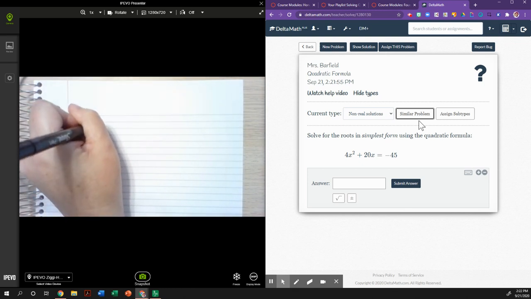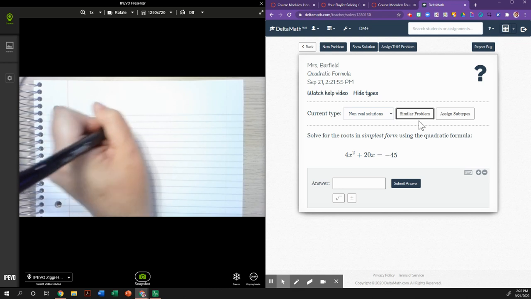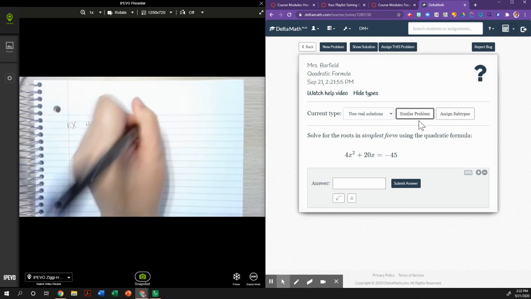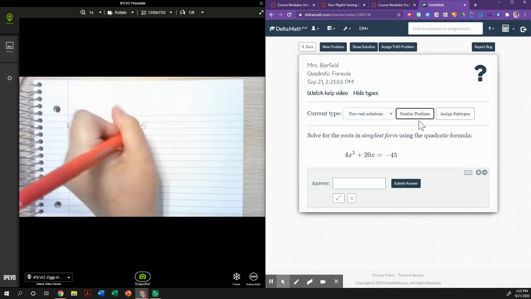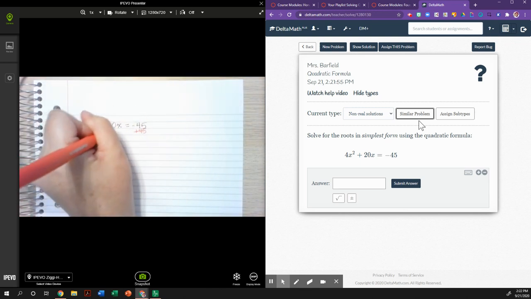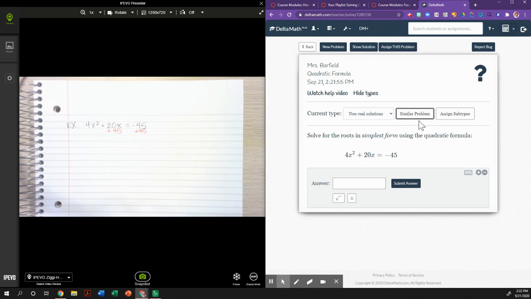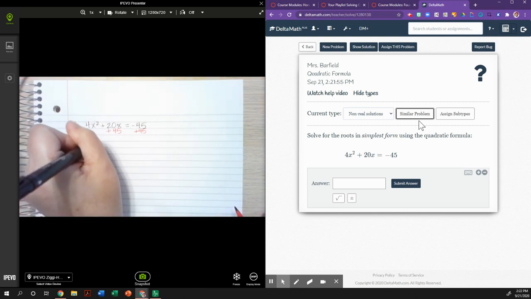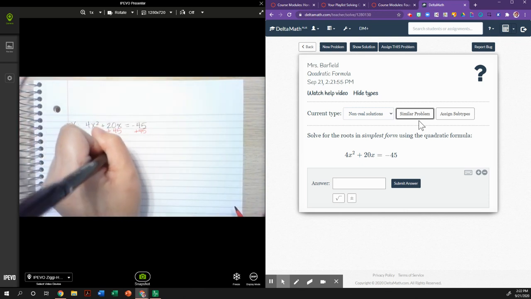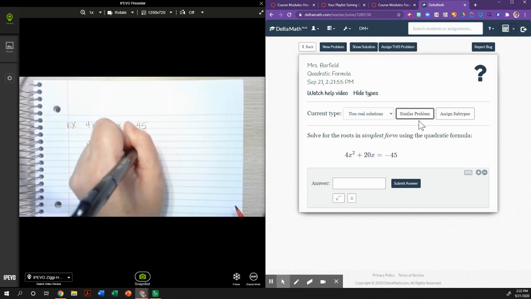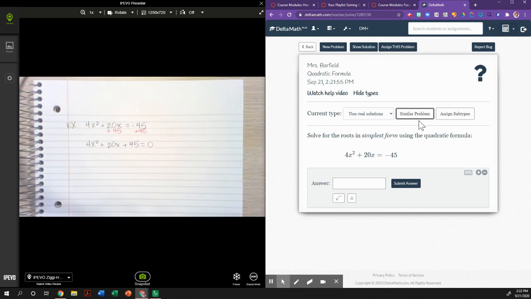So 4x squared plus 20x equals negative 45. All right, so I'm going to add 45 to both sides. So I get 4x squared plus 20x plus 45 equals 0. So that means A, B, and C. If you don't put your x squared first, you'll mislabel your A, B, and C if you do it off of alphabetical order. So just be really careful about that.